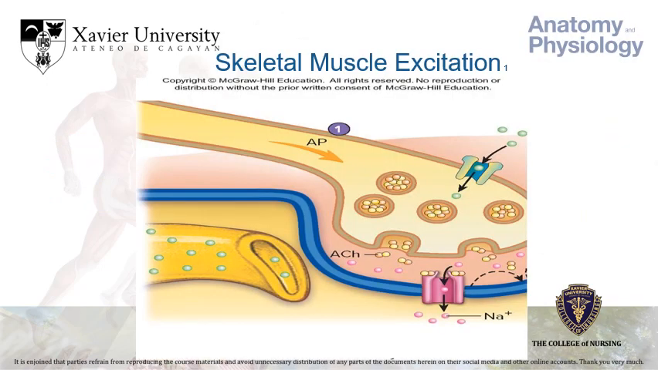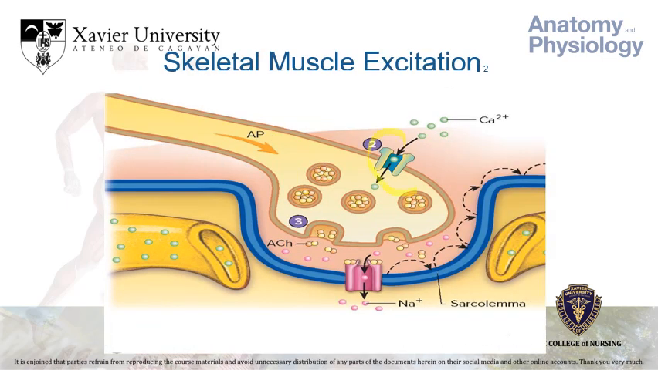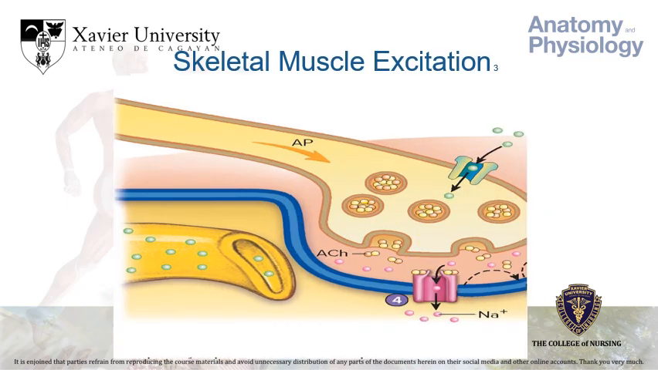We are going to talk about the muscle excitation. An action potential travels along an axon membrane to the neuromuscular junction. Calcium channels then open, and calcium enters into the presynaptic terminal. Acetylcholine is released from the presynaptic vesicles with the aid of calcium ions. As a result, acetylcholine stimulates the sodium channels on the postsynaptic membrane to open.